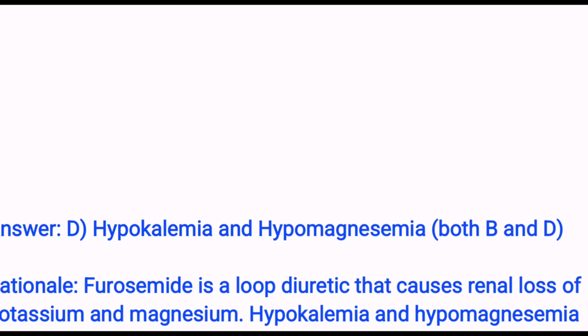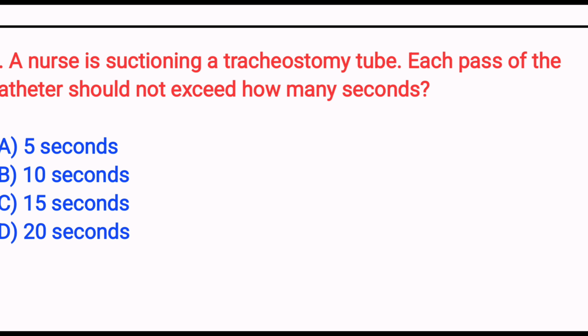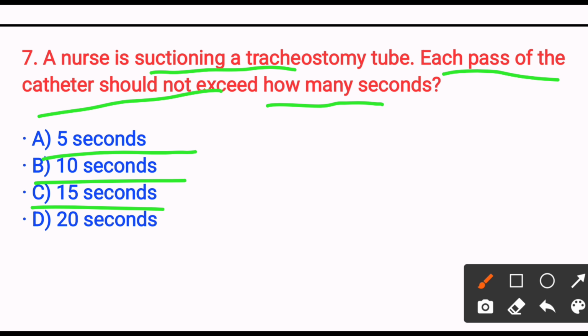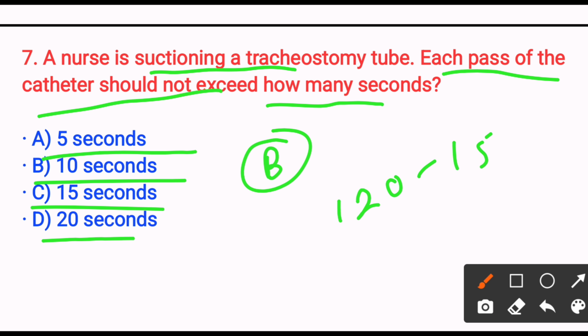Next, a nurse is suctioning a tracheostomy tube. Each pass of the catheter should not exceed how many seconds? Option A 5 seconds, option B 10 seconds, option C 15 seconds, option D 20 seconds. The answer will be option B, not more than 10 seconds. When you are doing the suctioning in the tracheostomy, not more than 10 seconds. The pressure will be, for adults, 120 to 150 mm of Hg.